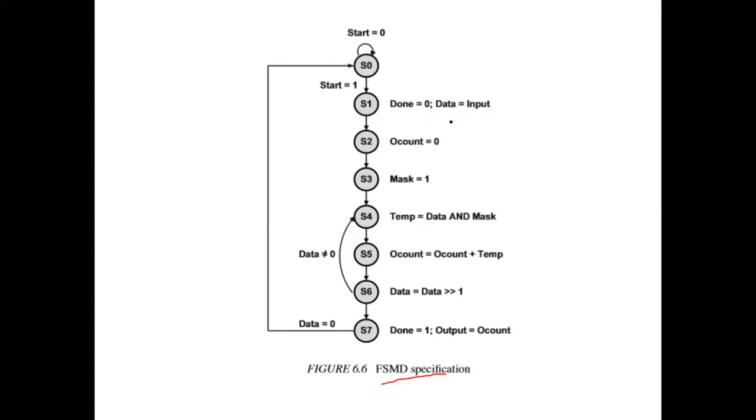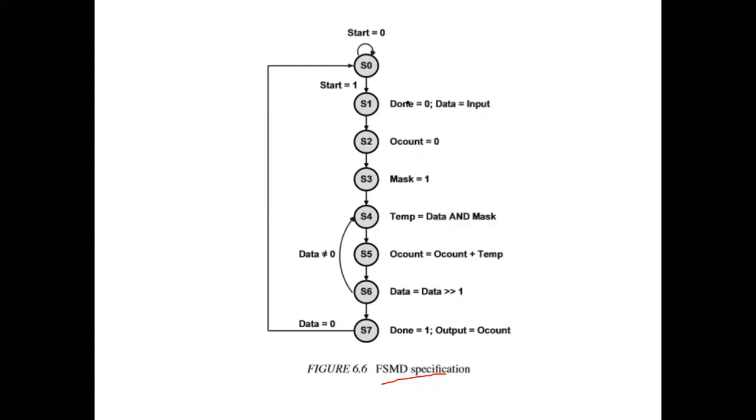cycle. Data, output count, mask, all these are data variables, and they will be stored inside the same register file itself. In our architecture we have a register file. In the same register file, we will have the data variable, output count and mask stored. Different locations may be there. So we cannot do the whole initialization in a single state.